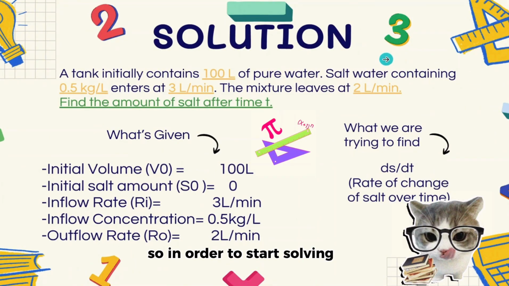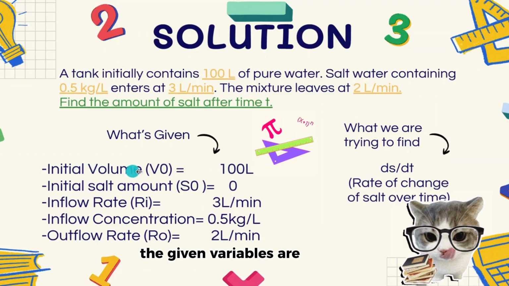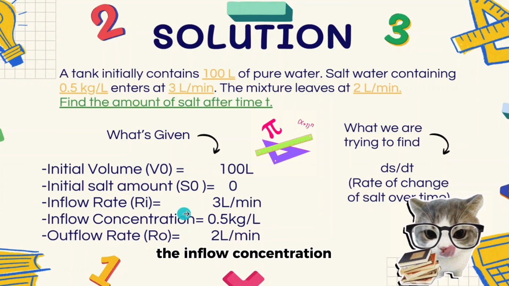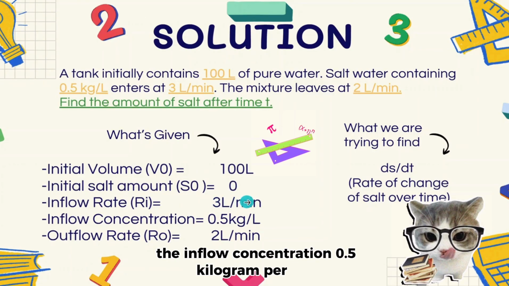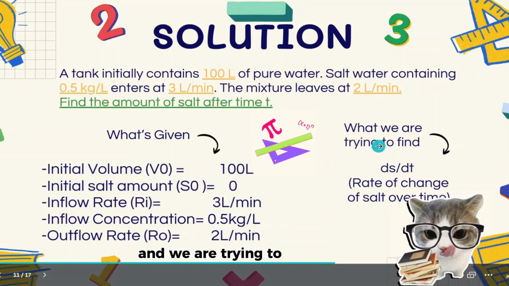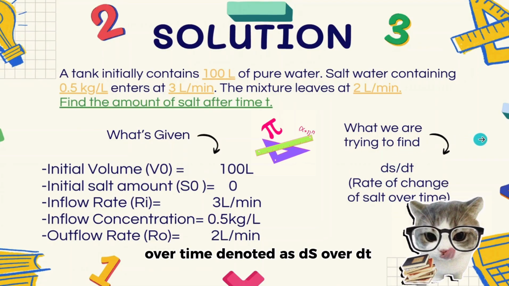So in order to start solving this example, we have to know what the given variables are and what we are trying to find. The given variables are the initial volume, which is 100 liters, the initial salt amount, 0, the inflow rate, 3 liters per minute, the inflow concentration, 0.5 kg per liter, and the outflow rate, which is 2 liters per minute. And we are trying to find the rate of change of salt over time, denoted as dS over dt.